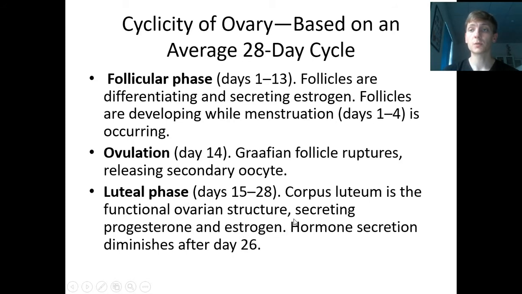And approximately at day 26 till 28, production of both of these hormones, estrogen and progesterone, almost stops. And due to stopping of this hormone secretion, it leads to dropping of level of hormones, and it causes menstruation. So this causes menstruation actually.